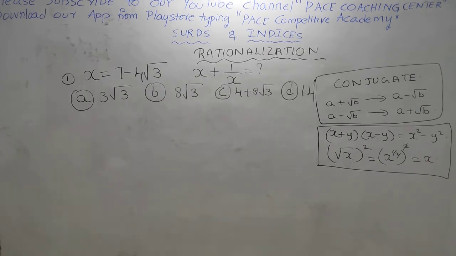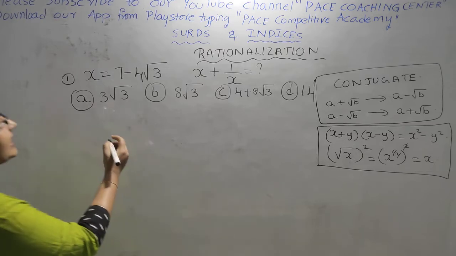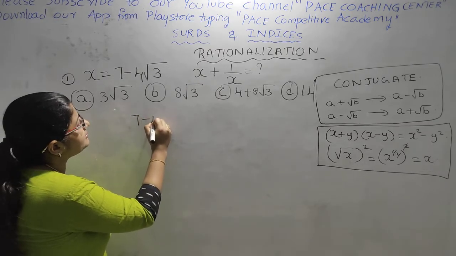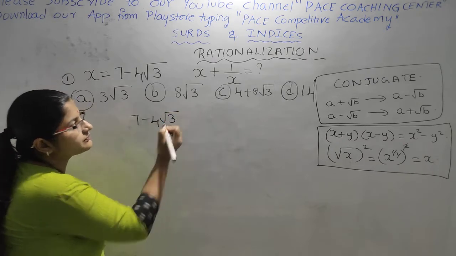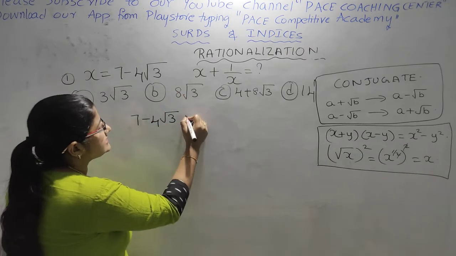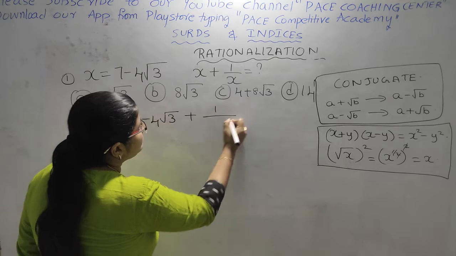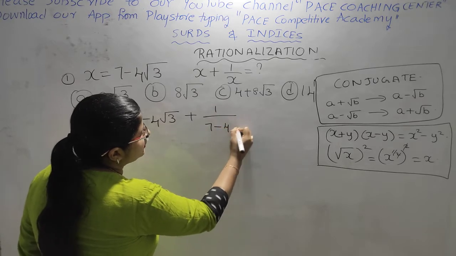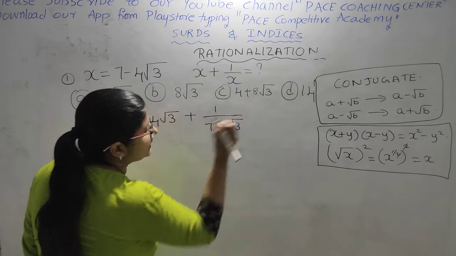Now the first question is, x is given as 7 minus 4 into root 3, and he is asking the value of x plus 1 by x, and the 4 options are given here. Okay, so what you need to do? The x value is 7 minus 4 into root 3, and 1 by x is nothing but plus 1 by 7 minus 4 into root 3, right?